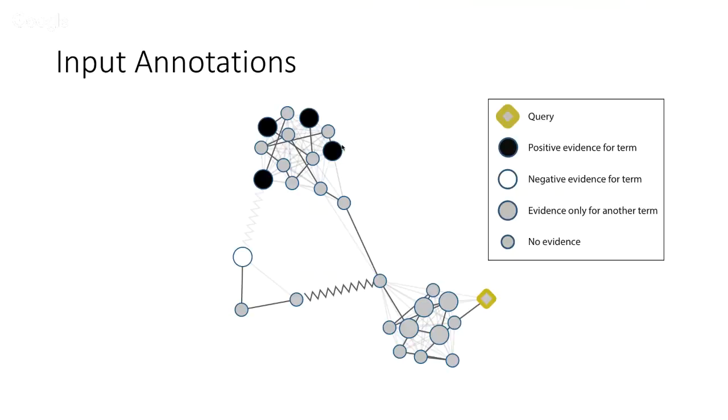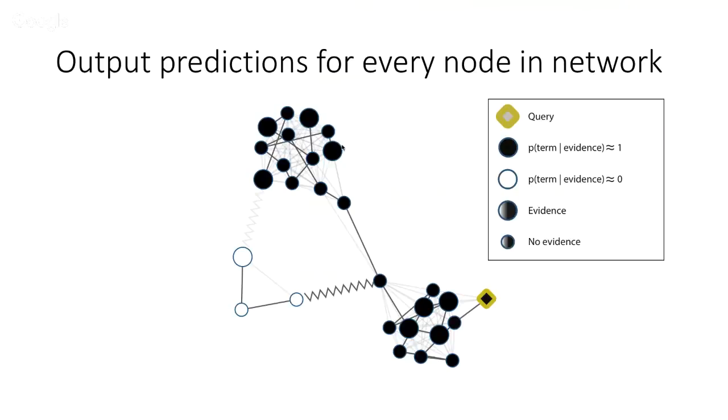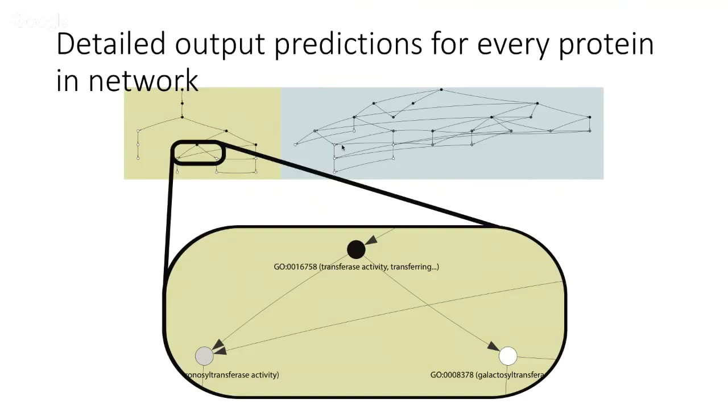And again, if you forgot what we were doing here, we start with these input annotations, we run inference, and we get some output annotations, as well as detailed predictions for every protein network.